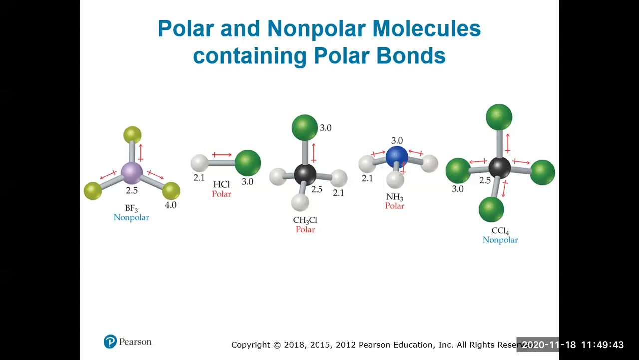So just one little trick I'll tell you is we see that third one, the ammonia, the NH3. If something has nitrogen in it, it's almost always polar. Just a little rule of thumb there.